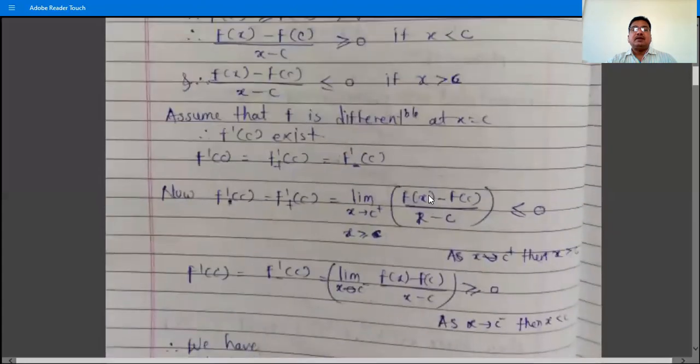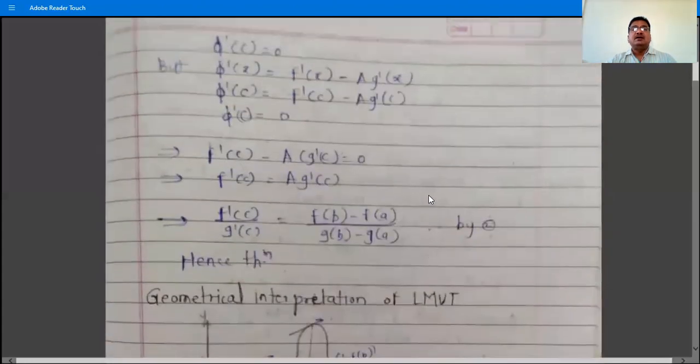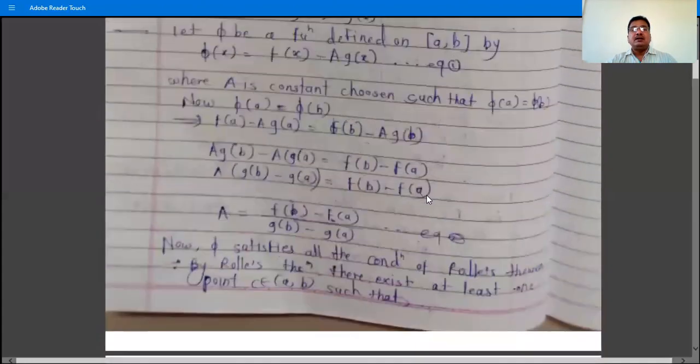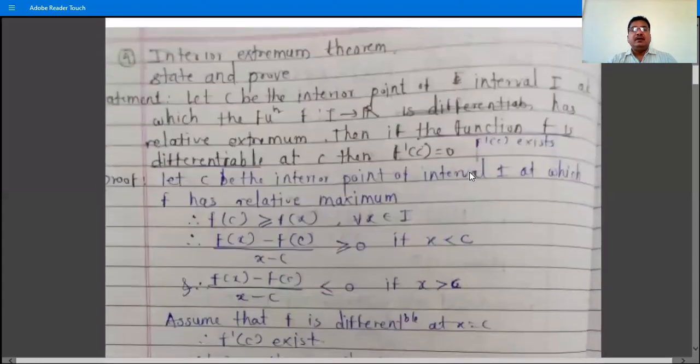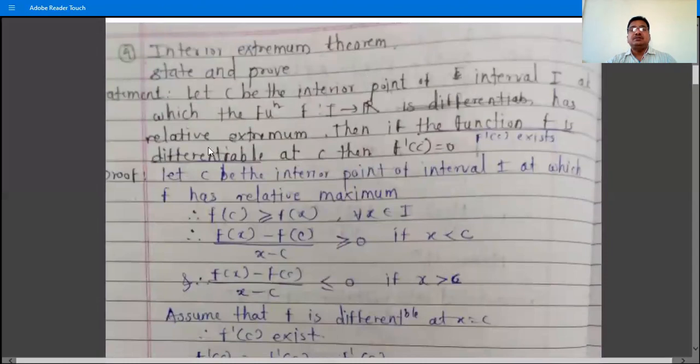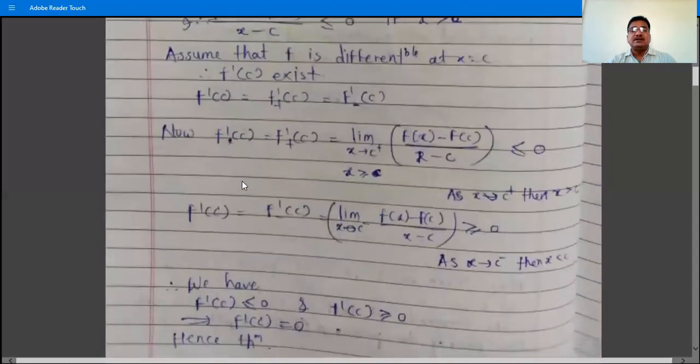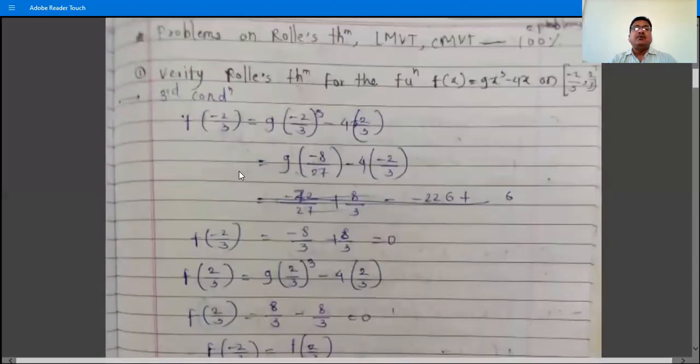So these four theorems, that is Rolle's theorem, Lagrange's mean value theorem, Cauchy's mean value theorem, and the interior extreme theorem, are important as far as the exam is concerned. Then problems on these four theorems. Problems on the first three theorems, that is Rolle's theorem, Lagrange's mean value theorem, and Cauchy's mean value theorem, are also important as far as the exam is concerned.